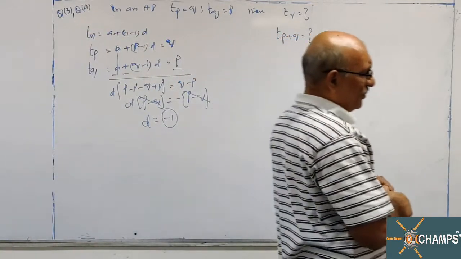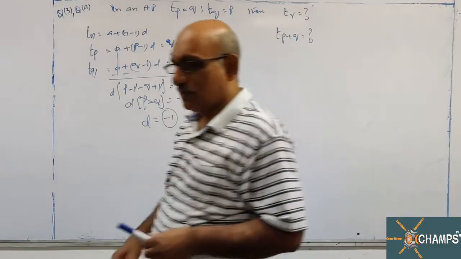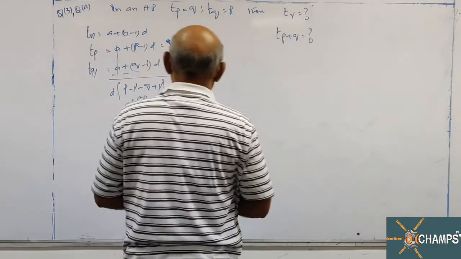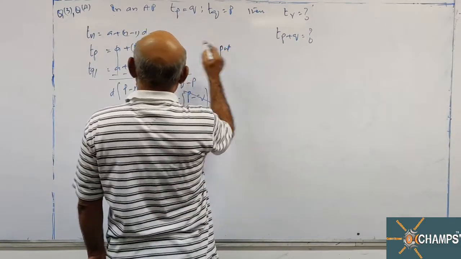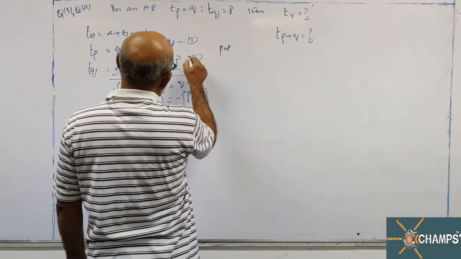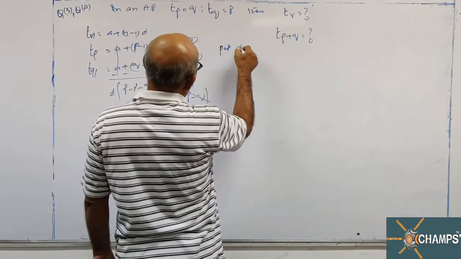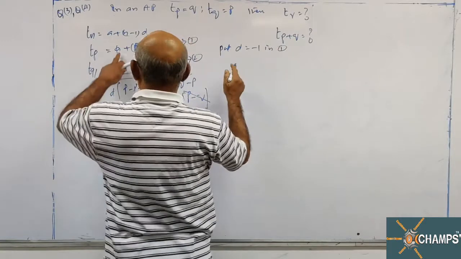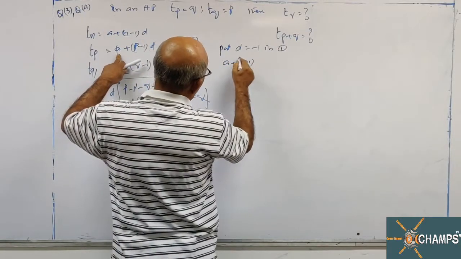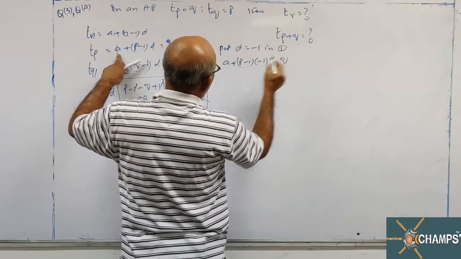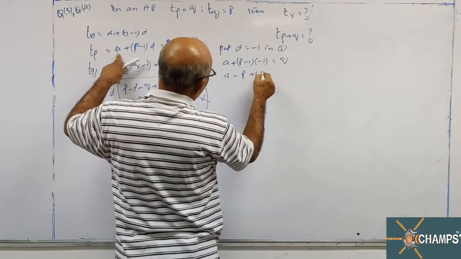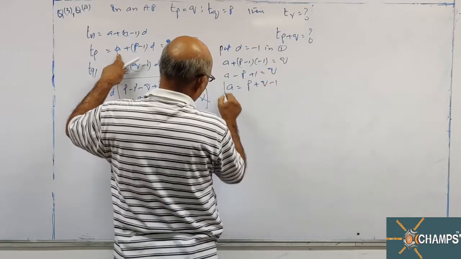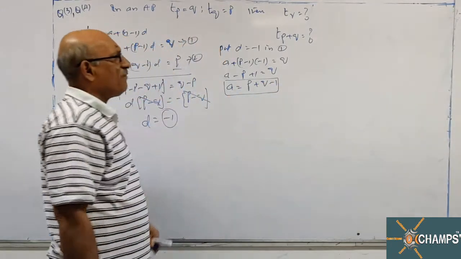Solving the two equations, the common difference value is obtained. Common difference value is obtained as minus 1. Put D is equal to minus 1 in 1. A plus P minus 1 into minus 1 is equal to Q. A minus P plus 1 is Q. A is equal to P plus Q minus 1. First term value is obtained.